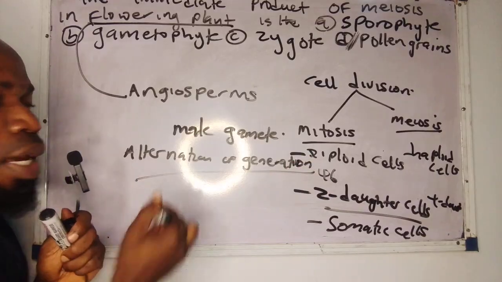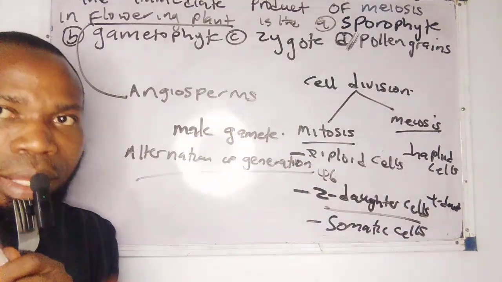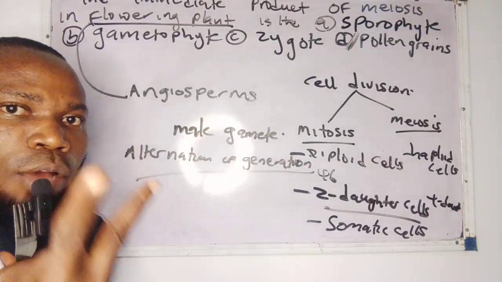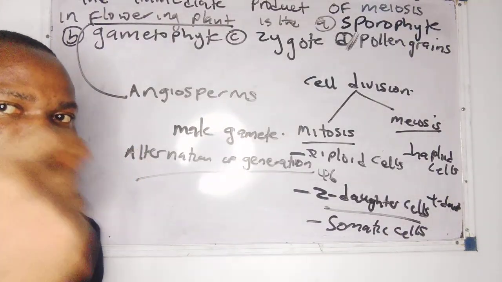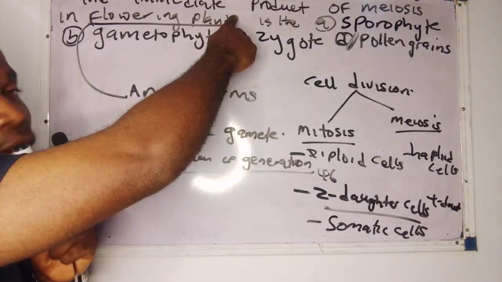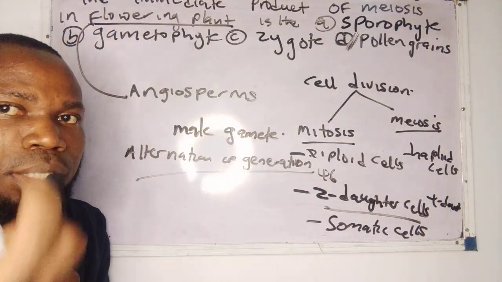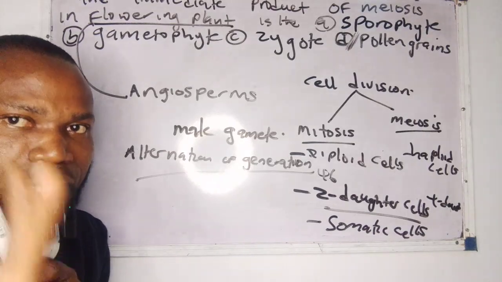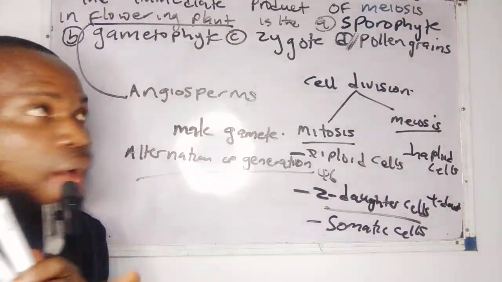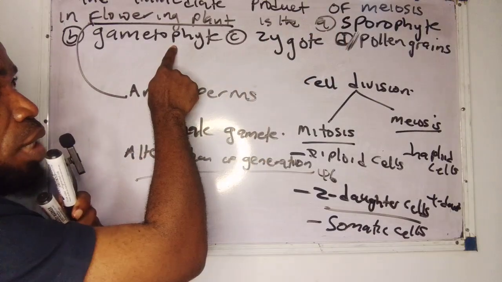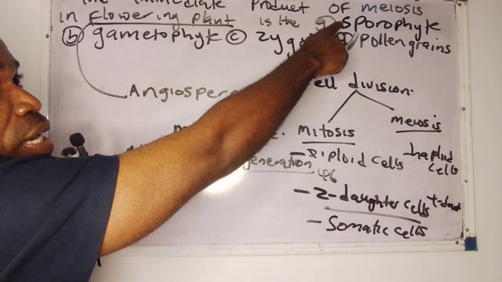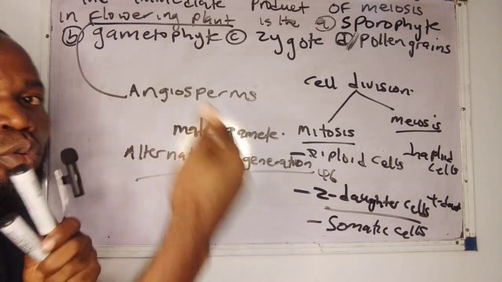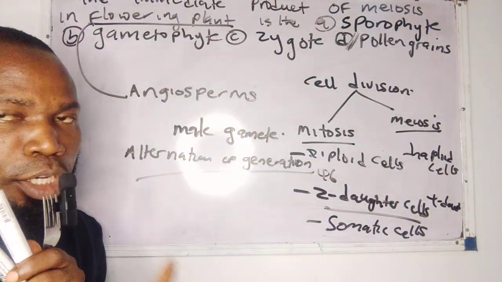Now what does it mean? This is when one stage of plants supersedes another. That means there are two stages in the development of plants. This alternation of generation usually occurs in plants, not only in flowering plants. For example, in bryophytes and pteridophytes, they undergo alternation of generation. And there are two stages: the sporophyte stage and the gametophyte stage. The sporophyte stage produces the diploid spores, while the gametophyte stage produces the haploid gametes.